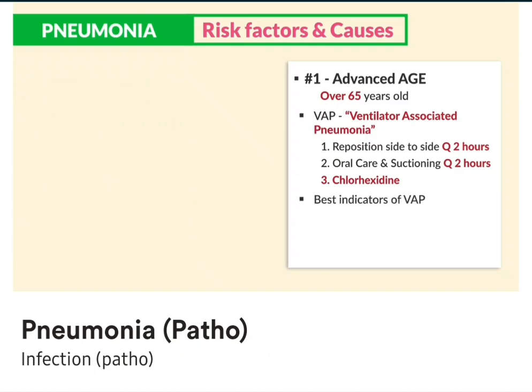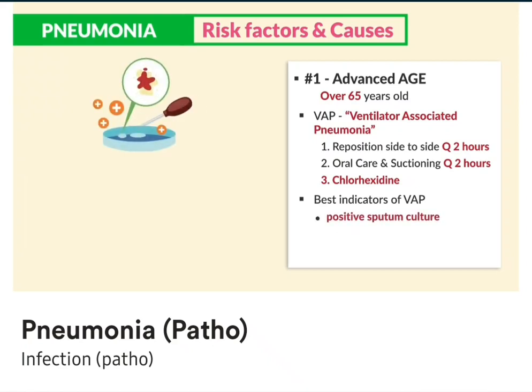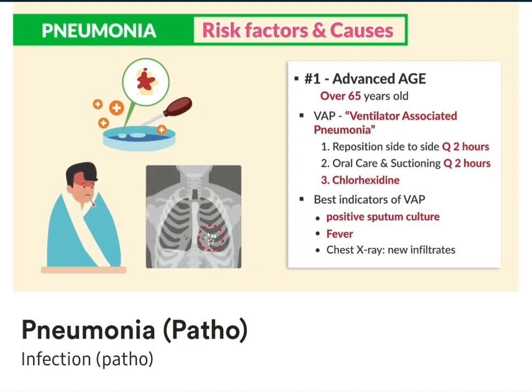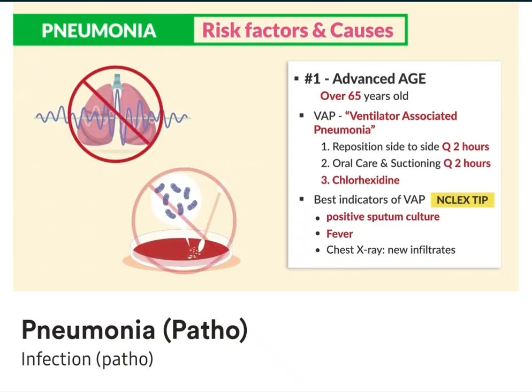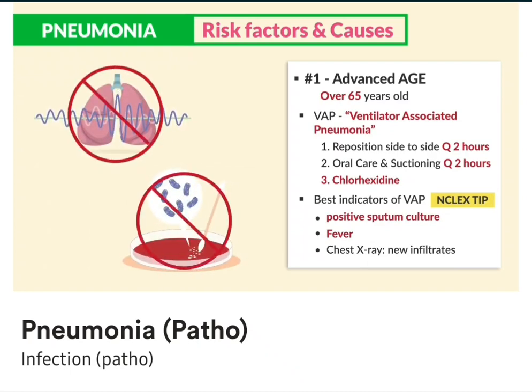Now, the best indicators for VAP is, write it down, positive sputum culture and fever, and we also saw chest x-ray with new infiltrates. Now, don't let the NCLEX trick you here. Not lung sounds and not blood cultures. The best indicators here are diagnostics for VAP.